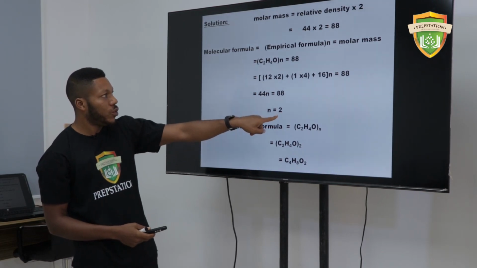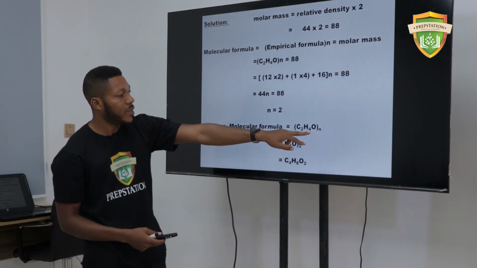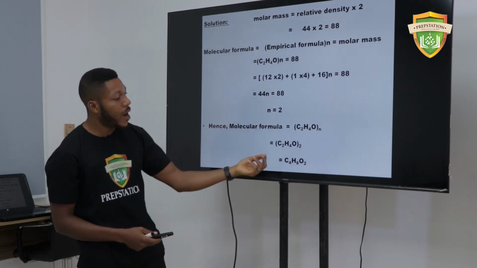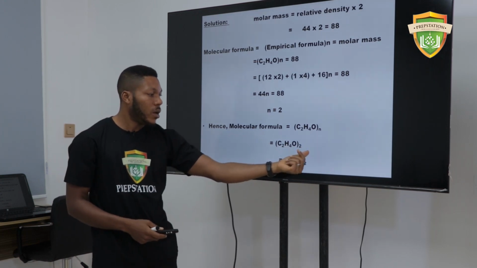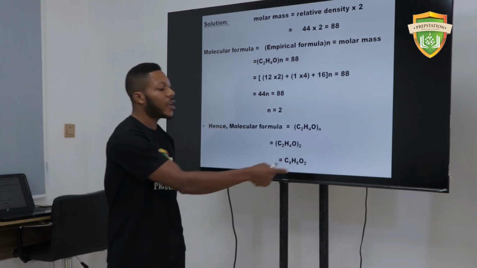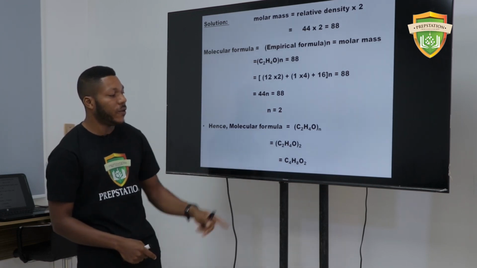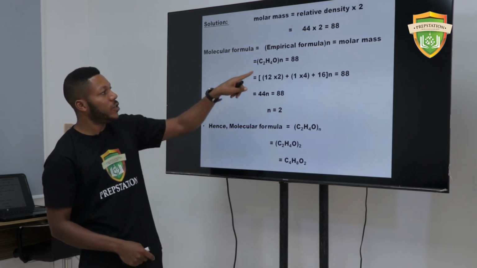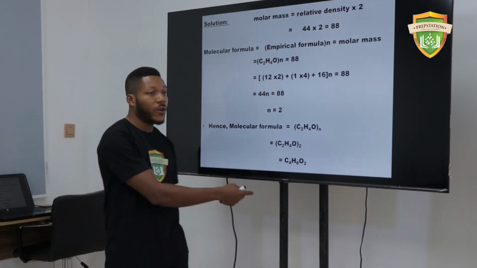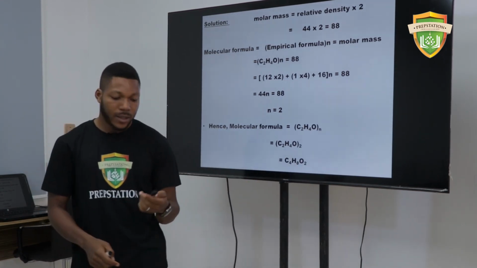Now leave this 2 as n, which is (C2H4O) close down n. So we take the value for n as 2. You have (C2H4O) close down 2. Then multiply, open the bracket, you have C4H8O2. So now this is the actual formula of this organic compound, C4H8O2. Whereas C2H4O is the empirical formula, the molecular formula is C4H8O2. This shows the actual number of atoms present in that compound.